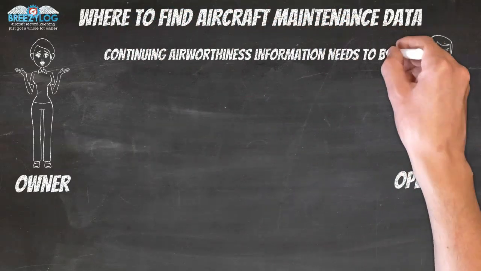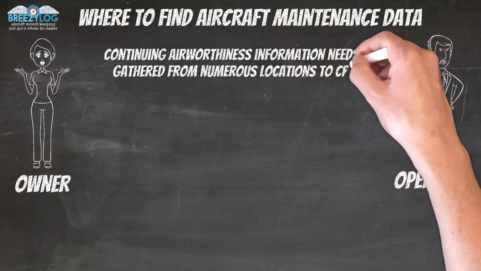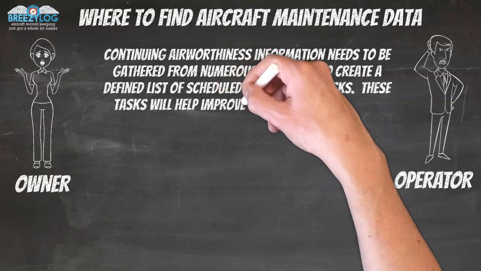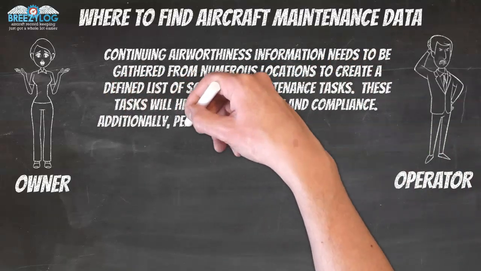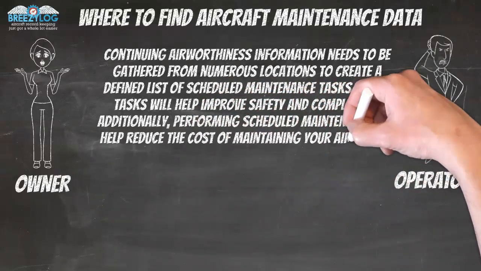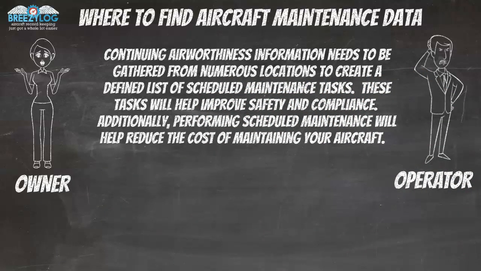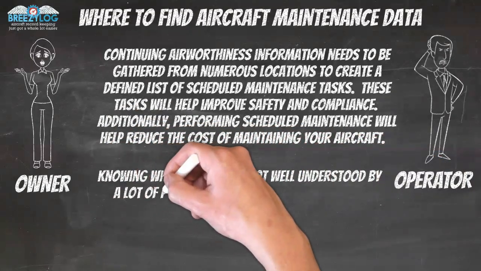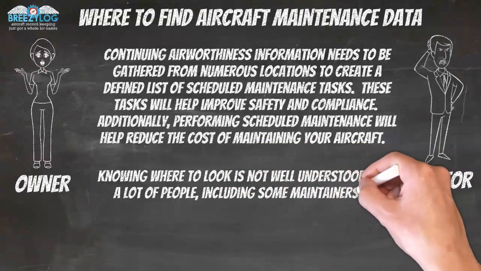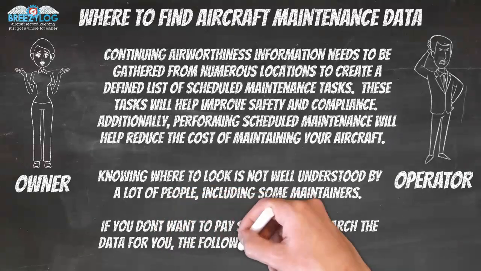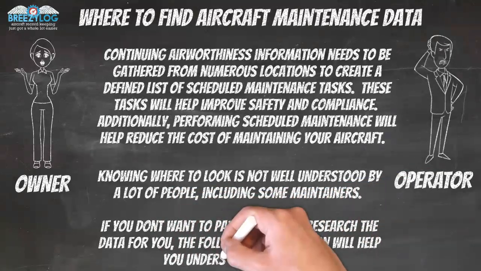Continuing airworthiness information needs to be gathered from numerous locations in order to create a defined list of scheduled maintenance tasks. These tasks will help improve safety and compliance. Additionally, performing scheduled maintenance will help reduce the cost of maintaining your aircraft. Knowing where to look is not well understood by many people, including some maintainers. If you don't want to pay someone to research the data for you, the following information will help you understand the basics.